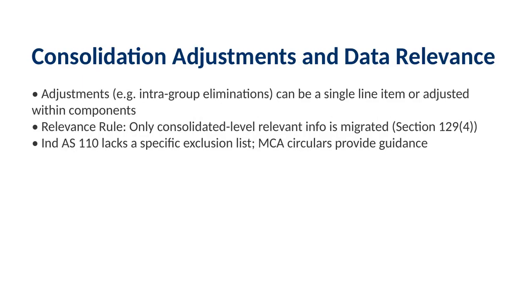When it comes to consolidation adjustments, such as the elimination of intergroup transactions, you have two options. Either disclose them as a single separate line item or adjust them directly within the information provided for the parent and its components. Now, a very important point for your exams. Not everything in the separate financial statements needs to migrate to the consolidated statements. While Ind AS 110 doesn't provide a specific exclusion list, based on Section 129(4) and the relevant MCA circular, the rule of thumb is that only information relevant to the consolidated entity should be disclosed.